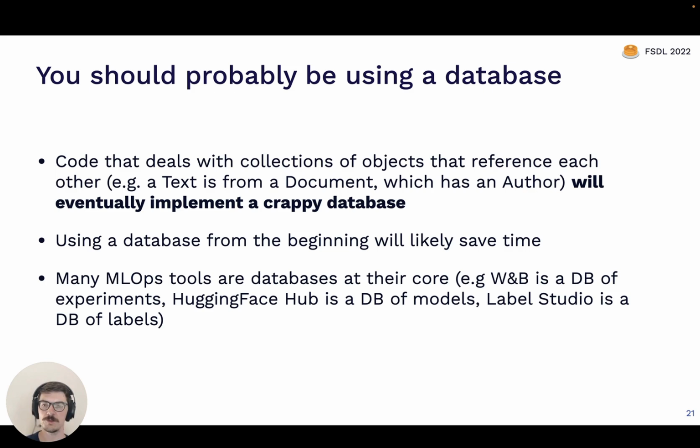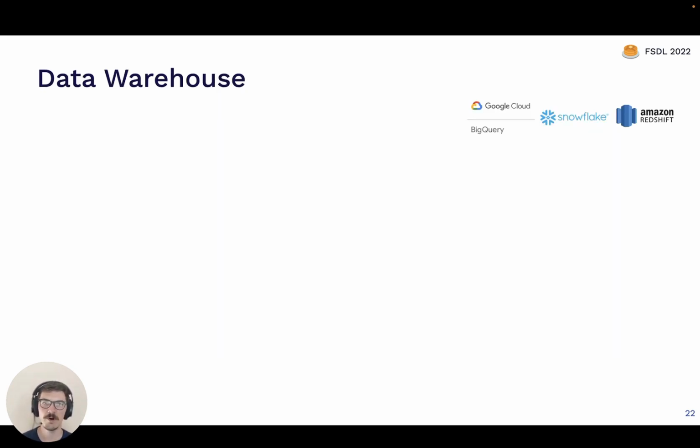And many ML ops tools specifically are at their core databases. Weights and Biases is a database of experiments, Hugging Face Model Hub is a database of models, Label Studio, which we'll talk about, is a database of labels, plus obviously user interfaces for generating the labels and uploading the models and stuff like that. But coming from an academic background, I think it's important to fully appreciate databases.